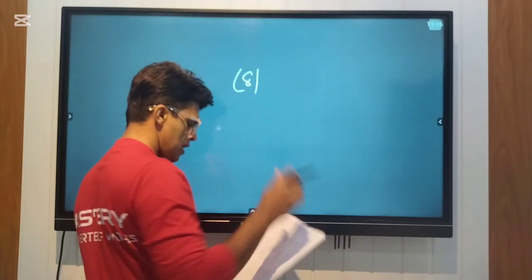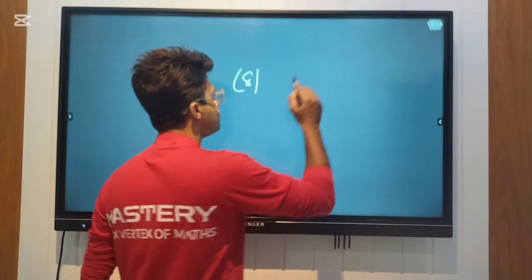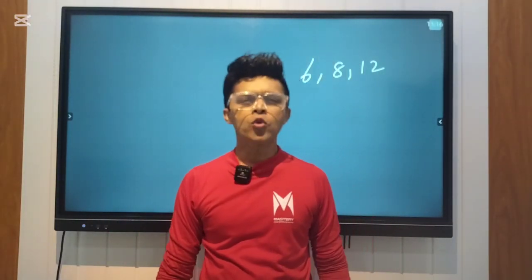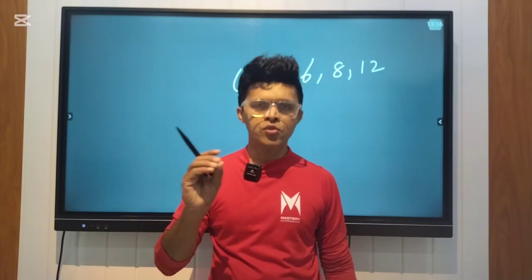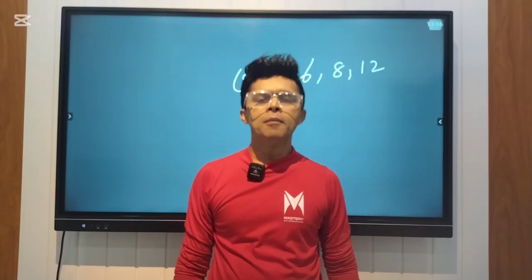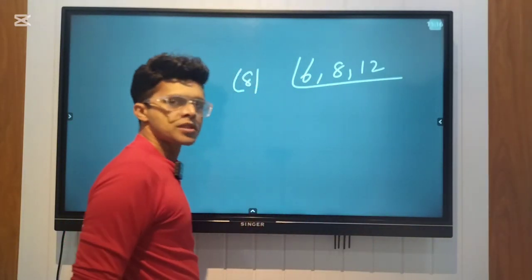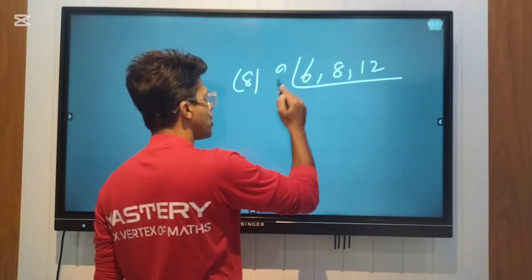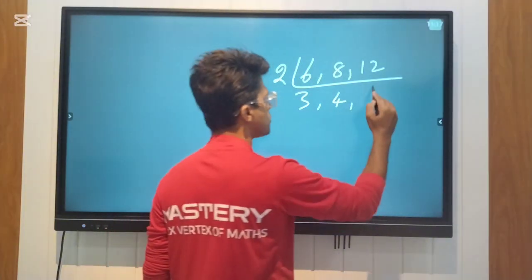So the 8th question here is, find the least common multiple of 6, 8 and 12. You need to find the LCM of these digits. How can you calculate the LCM? You can use the method of division. You've been taught 2 methods really. All the terms can be divided by 2 here. 6 is a multiple of 2, 8 is a multiple of 2, 12 is a multiple of 2. So divided by 2, 6 upon 2 is 3, 8 upon 2 is 4, 12 upon 2 is 6.